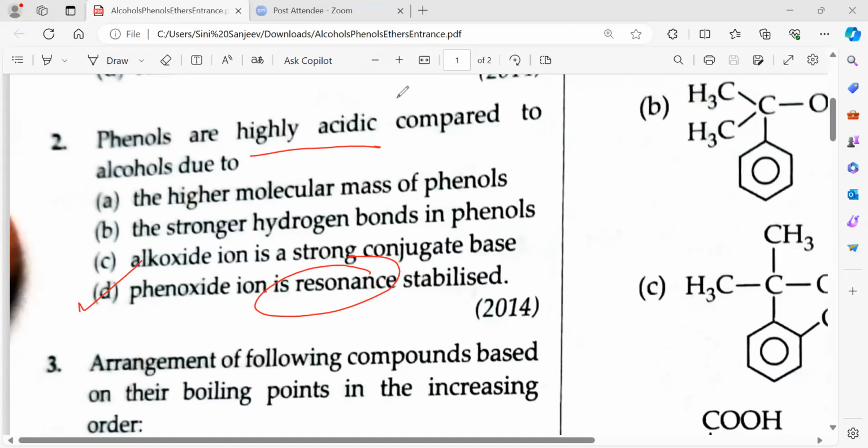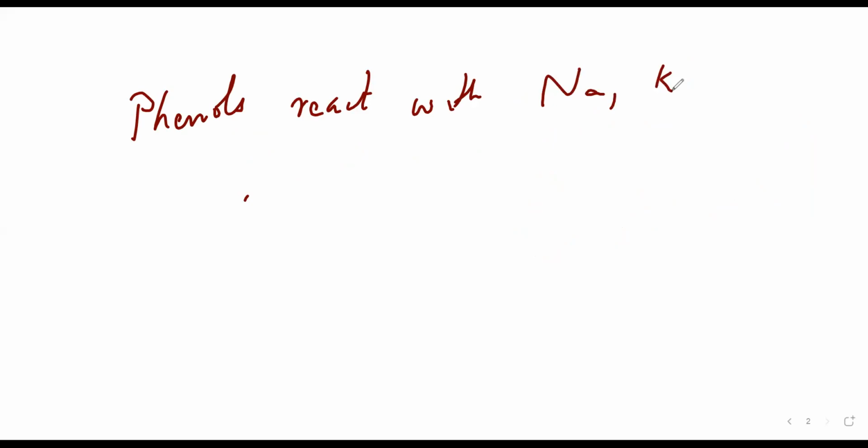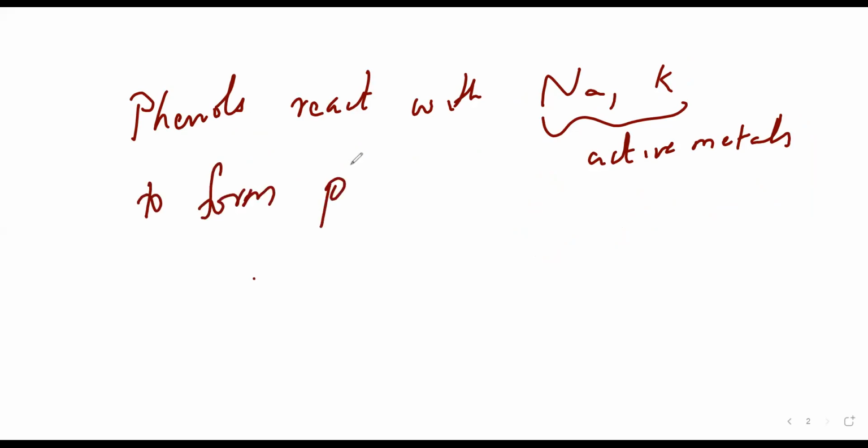The question is what? Phenols are highly acidic compared to alcohols due to what? Correct? Yes? So the basic or the textbook explanation, the NCERT explanation, I can give you is what? Phenols react with sodium, potassium, correct? What are sodium, potassium? Active metals. To form phenoxide. To form what? Phenoxide.